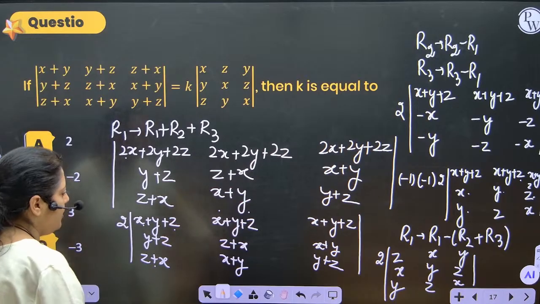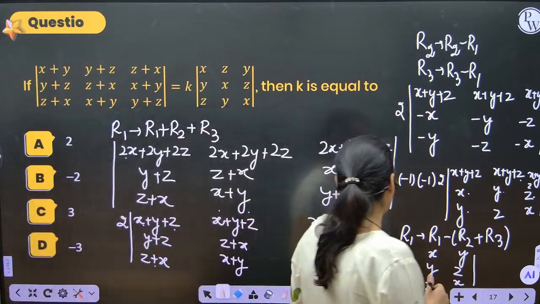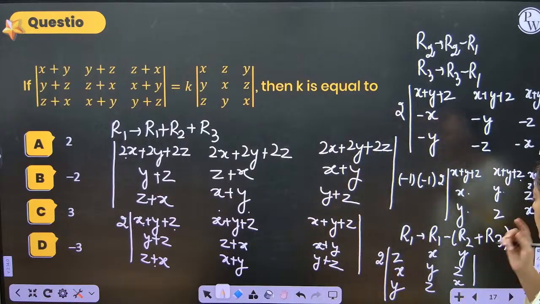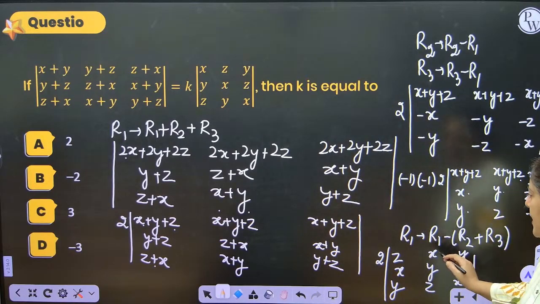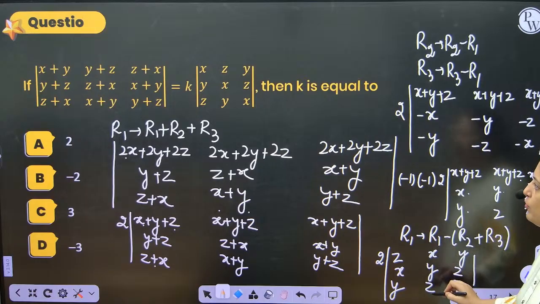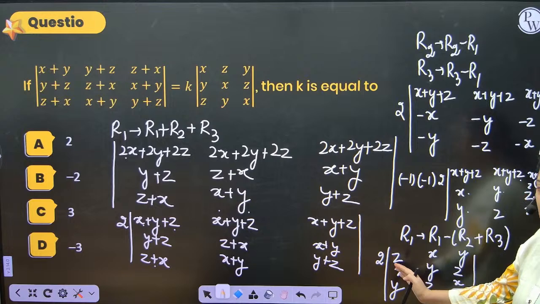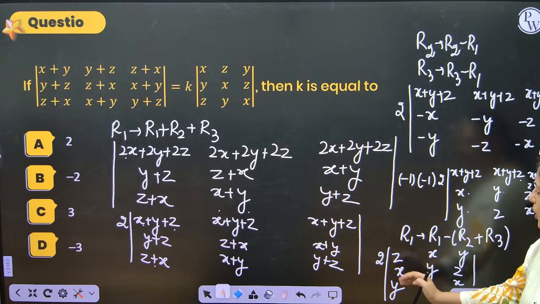All right. Now what I want is x, y, z as the first column. Okay.